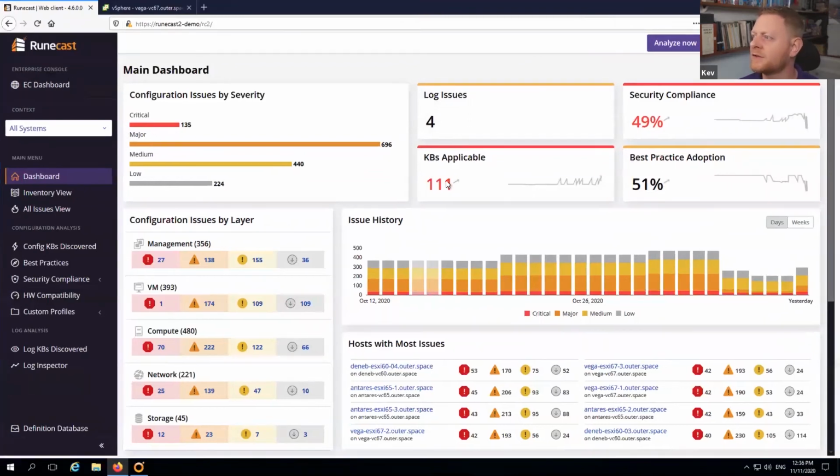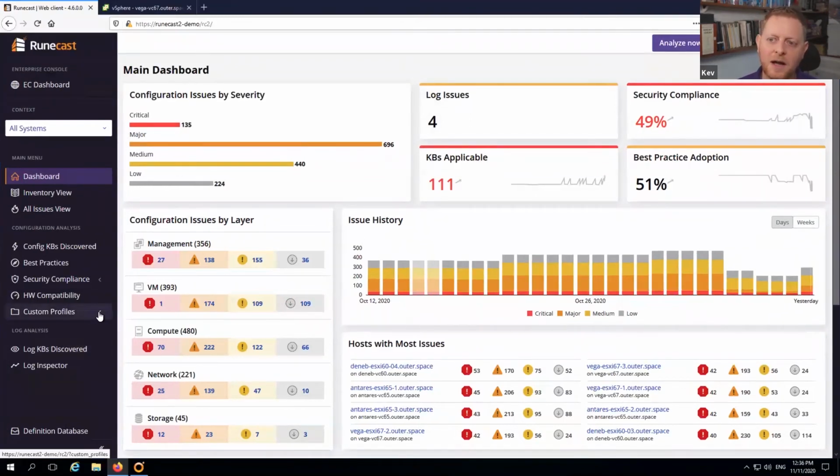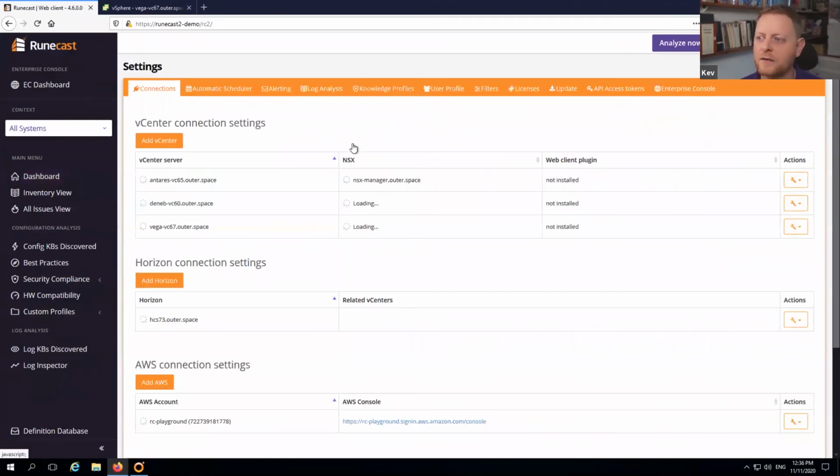As I said, anyone who's got Runecast Analyzer deployed right now should have received the update by now, but if you're running out of band, you just need to go to the portal and download the latest update. We can come down here and go to security compliance. Let me show you where to turn it on in case you want to check this out.